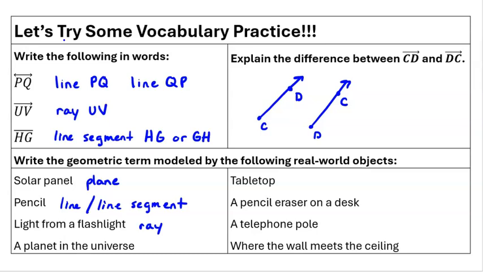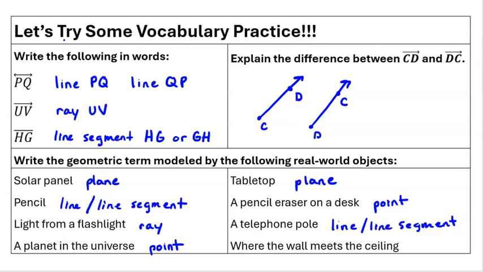A planet in the universe, we already talked about that being a point, a location in space. Tabletop is a flat surface, and so that's going to be a plane. A pencil eraser on a desk, I'm thinking about the eraser that you can take off of your pencil. And if it was just laying on the desk, that's just going to be a point. A telephone pole is going to be a line or line segment here, would be fine.